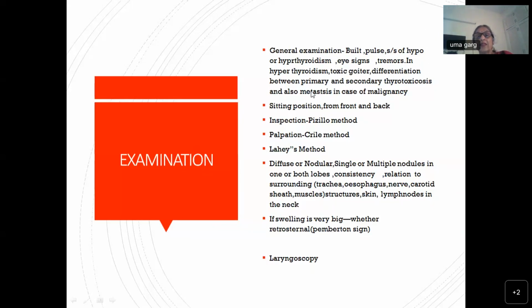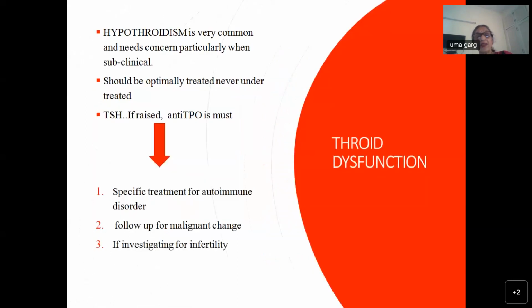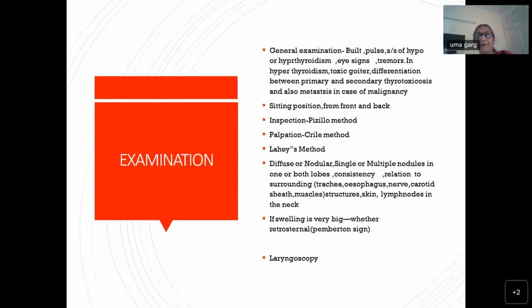And also in general examination, there are certain things which can give an idea whether there are metastases in the neck or otherwise. So the patient is to be examined in a sitting position, comfortably sitting, moderately illuminated, and the patient is to be examined from the front as well as from the back.